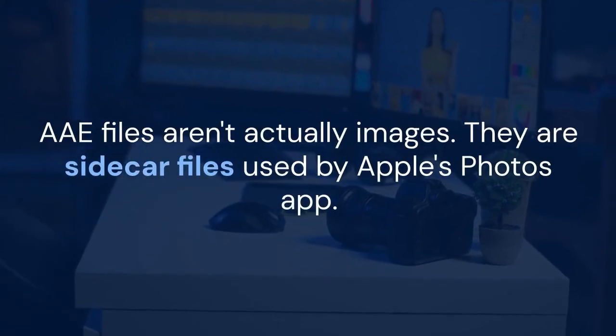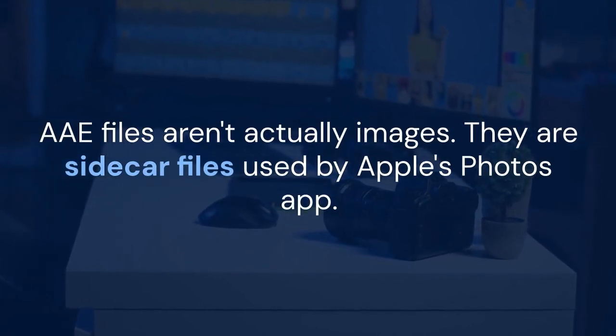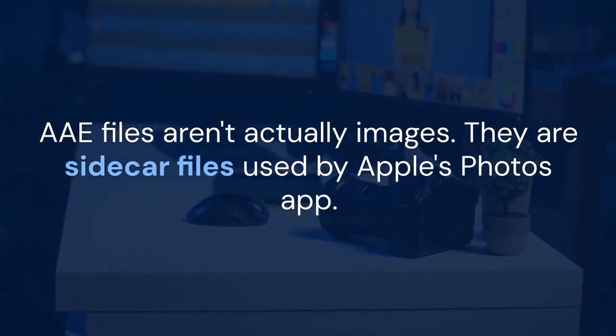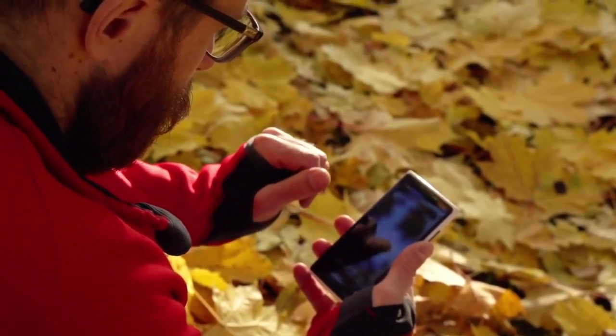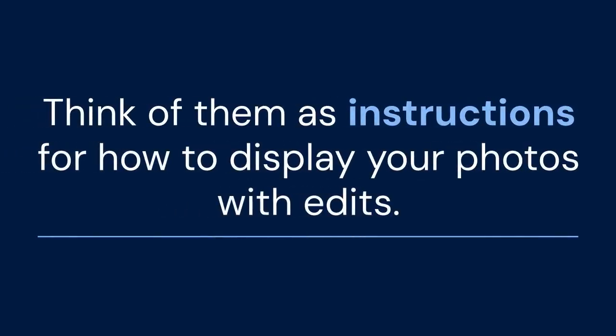AAE files aren't actually images. They are sidecar files used by Apple's Photos app. These files store edits you've made to your photos on iPhones and iPads. They contain information about adjustments like brightness, contrast, and filters. They ensure that your original photo remains untouched. Think of them as instructions for how to display your photos with edits.